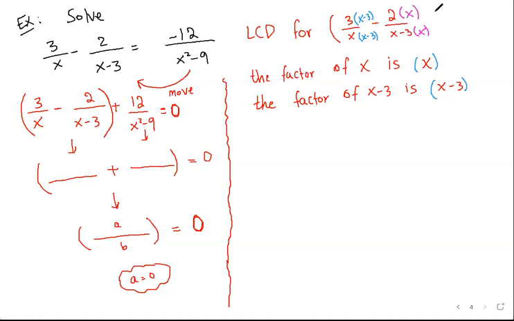Now, multiply 3 by this one. Here, look at the denominator: x times x minus 3, and x minus 3 times x. So the denominator becomes equal. This means we can use the property that says a over c plus b over c.